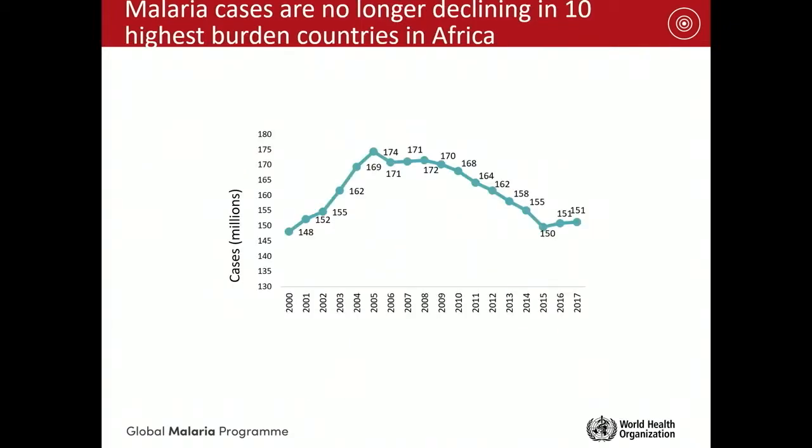And that brings me to the stagnation or the lack of progress that Dr. Moss mentioned. We have seen a decline in progress, a stagnation over the last few years. This graph shows the 10 highest burden countries in Africa, and you can see remarkable progress from around 2004 to 2015, and then at least a leveling off since that time. And this points us to an important problem, which is how do we eliminate malaria in Africa?